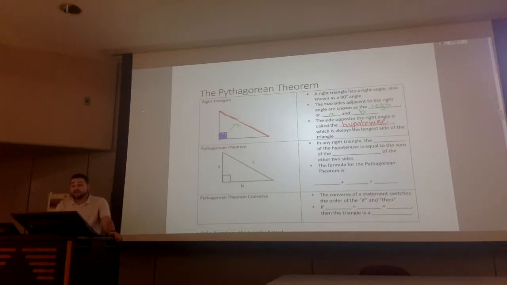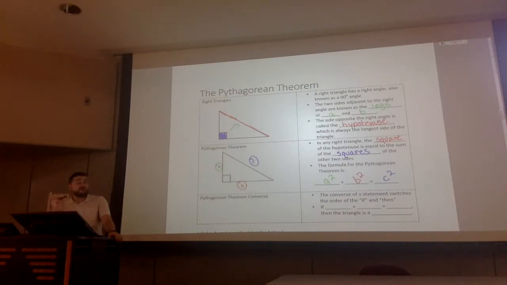In any right triangle, the square of the hypotenuse is equal to the sum of the squares of the other two sides. And then we can come up with our formula based on this. So we take this side A, and we do A squared plus side B squared, and so that'll equal C squared.